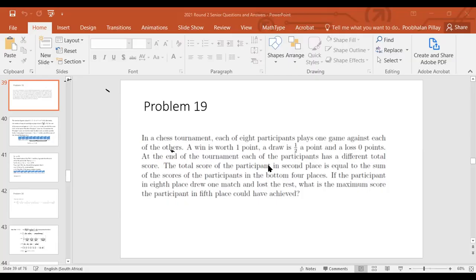Now, they give you 2 pieces of information. So let's just set up this problem.